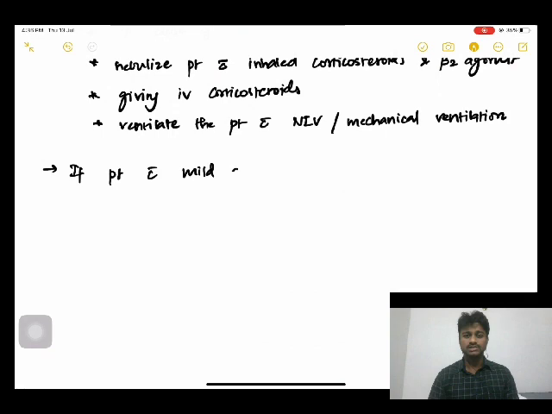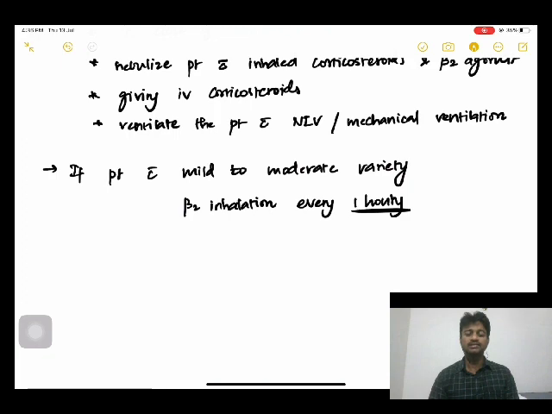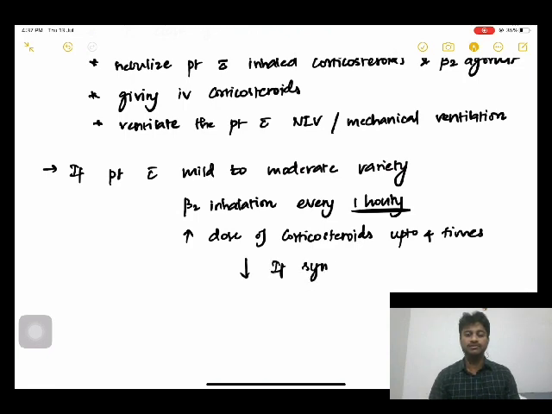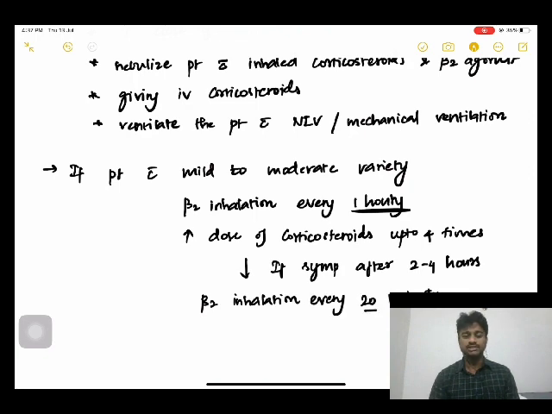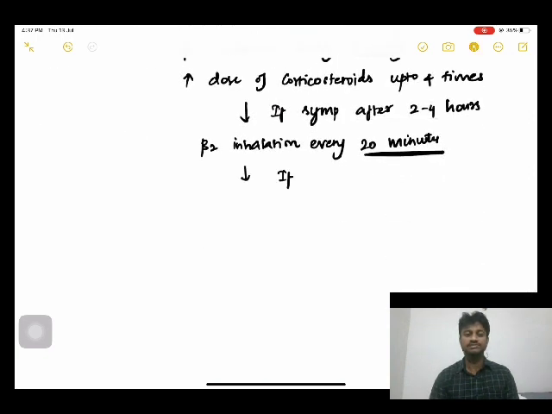When a patient presents with an asthmatic attack of mild to moderate severity, initially we can treat the patient by increasing the frequency of inhaled beta-2 agonist to every 1 hour and by increasing the dose of inhaled corticosteroids up to 4 times. If the patient remains symptomatic after 3 to 4 hours, we can nebulize the patient with beta-2 agonist every 20 minutes. And if the patient still remains symptomatic after 1 to 2 hours, we can provide IV corticosteroids.